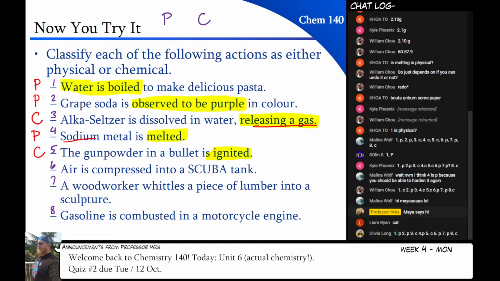So what we do is we compress it. We put more air in by making more air take up a smaller volume. But it's still air at the end of the day. So when the air is compressed, all we're doing is changing its shape. If you open the valve on the scuba tank, the air will come right back out, and it will be how it was before. So that is an easily reversible process. So it must be physical.